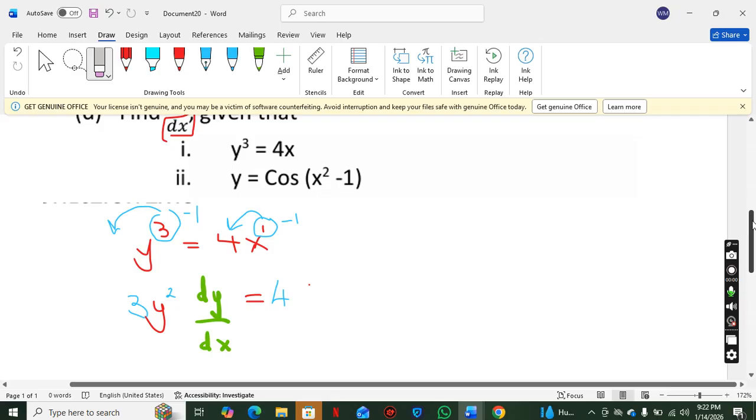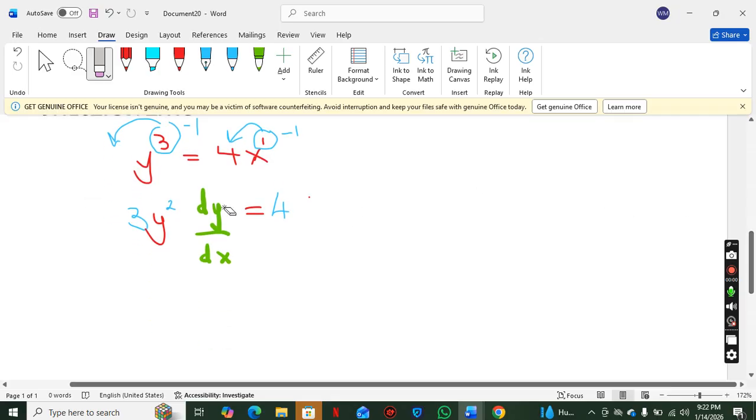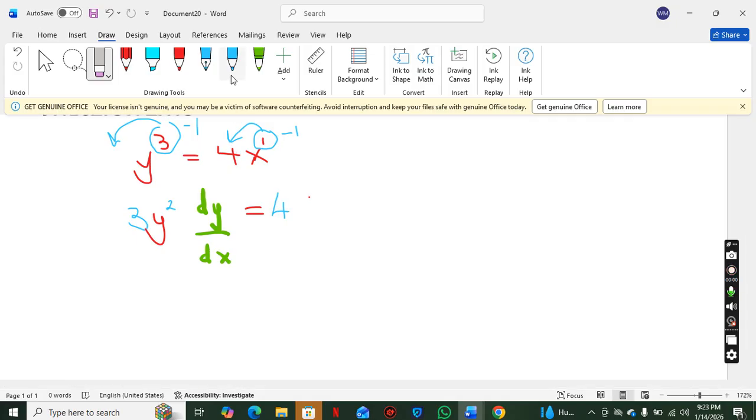Then the next thing you do, you need to make this dy/dx the subject of the formula. So to make it the subject of the formula, you divide both sides by 3y squared. Therefore, you're going to say dy/dx equals 4 over 3y squared.